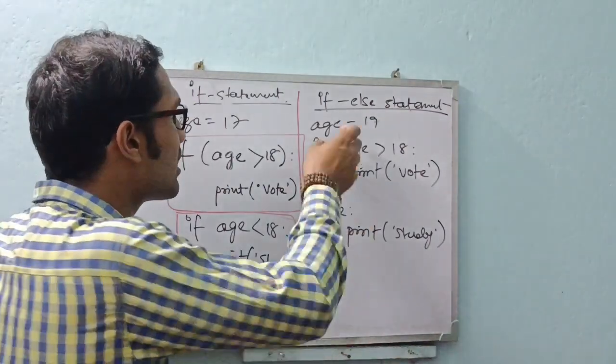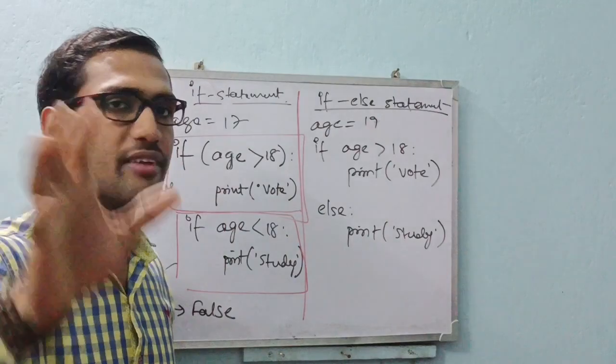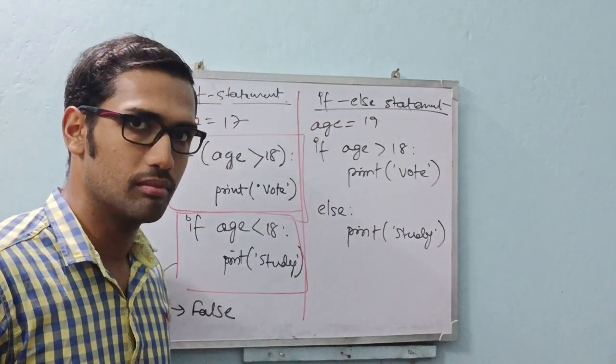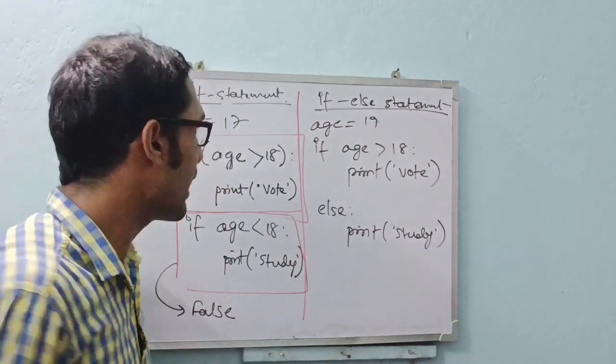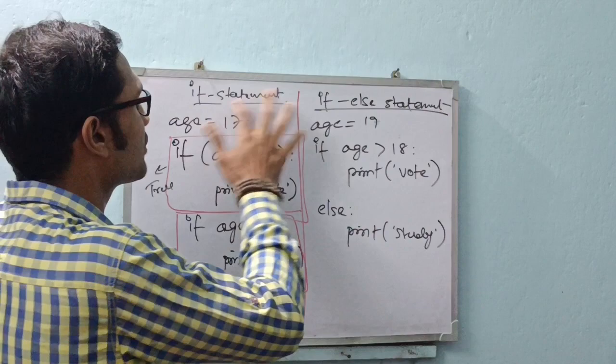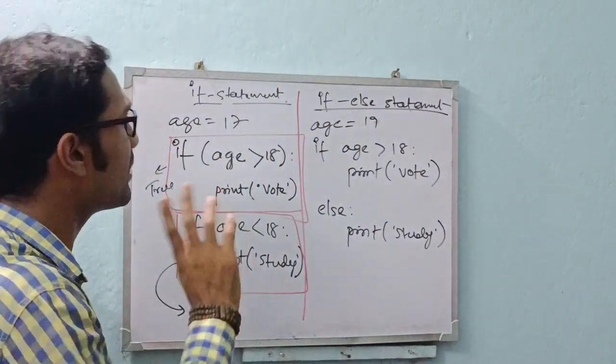Okay, I hope you have understood this if else statement. So this else part will get executed if and only if the condition evaluates to false. Simple. Now try to understand. I am comparing the if statement with the if else statement.